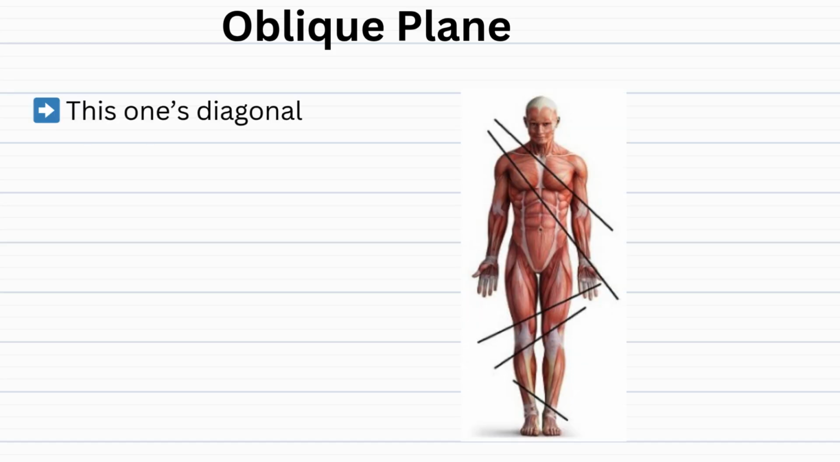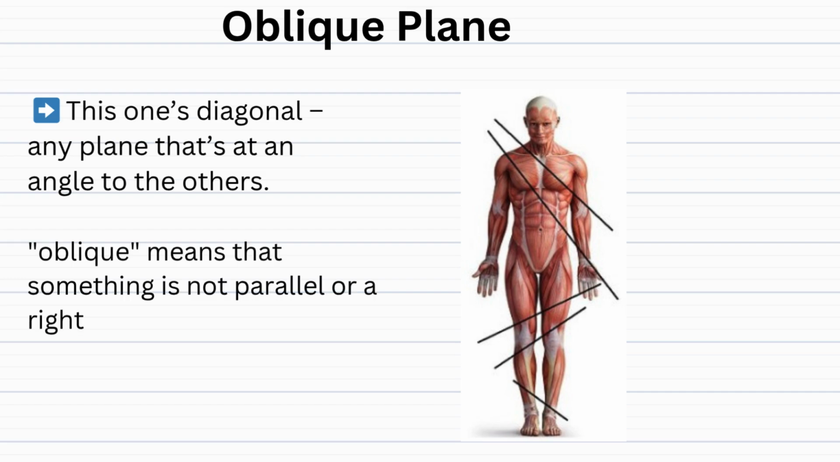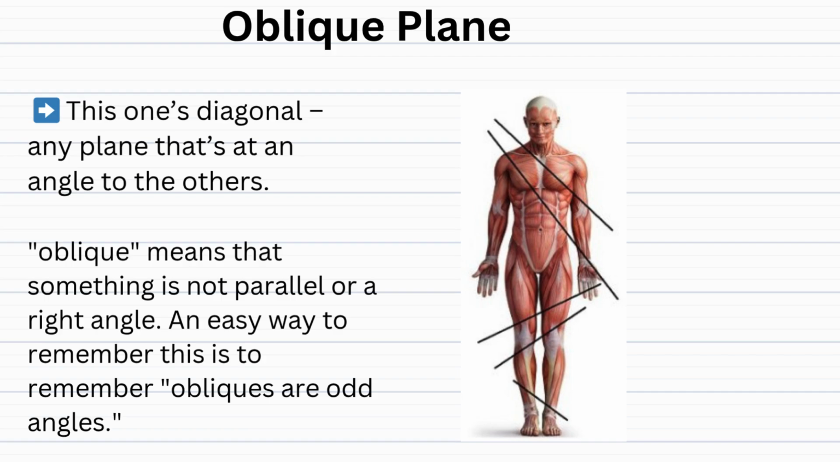4. Oblique plane. This one's diagonal, any plane that's at an angle to the others. Oblique means that something is not parallel or a right angle. An easy way to remember this is to remember, obliques are odd angles.